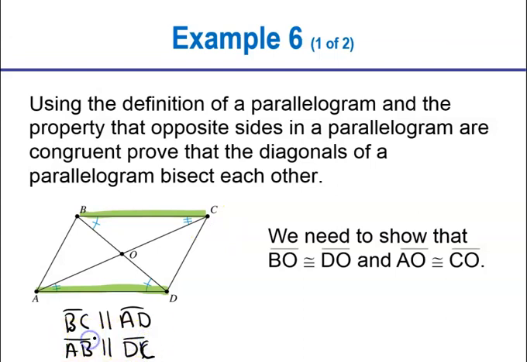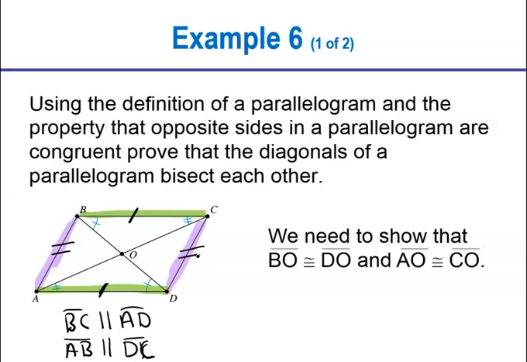There we go. So I can point out also that this side is parallel to this side. That's the definition of a parallelogram. And then it says, and the property that opposite sides in a parallelogram are congruent. So that means they're the same length, right? So I could also say that this side is the same length as this side, and this side is the same length as that side. So these are things we know right now.